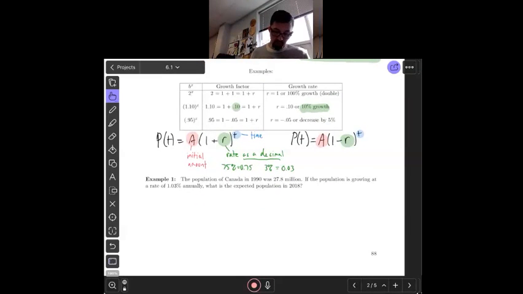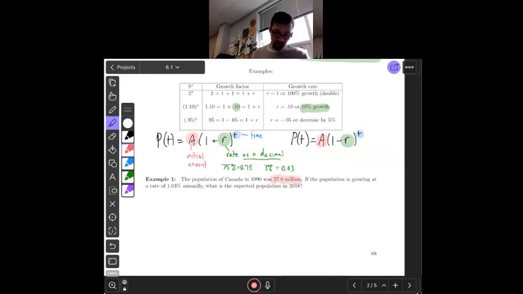Basically, we just need to read through the problem and find our A value, our R value, and our T value, and just plug them in. These are formulas, so there's not a lot of math. It's more about reading. The population of Canada in 1990, so I'm seeing a year there, was 27.8 million. So there's my initial amount. How much did I start with? There's my A value.